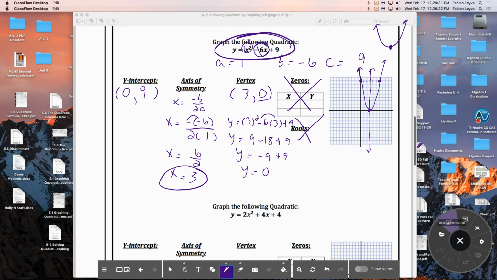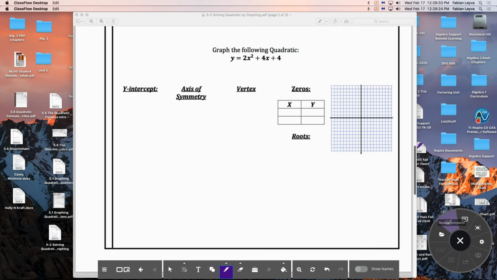All right, so here is my quadratic equation. I know my a is 2, my b is 4, and my c is also 4. In order to find my y-intercept, my x is always going to equal 0, and my y is always going to be equal to my c, which is 4. So I know that this graph is going to cross at 0, 4. 1, 2, 3, 4.